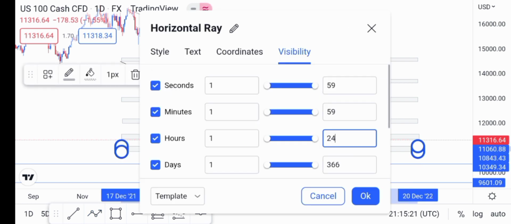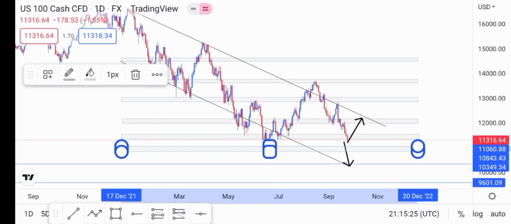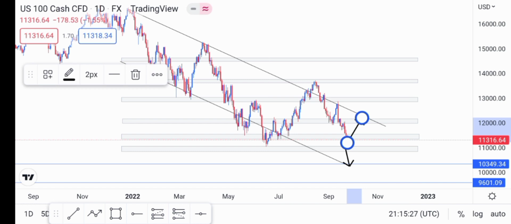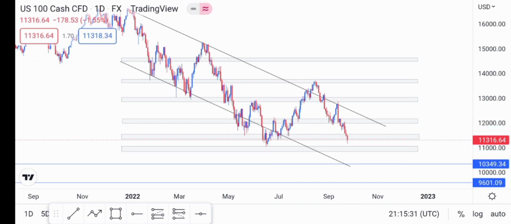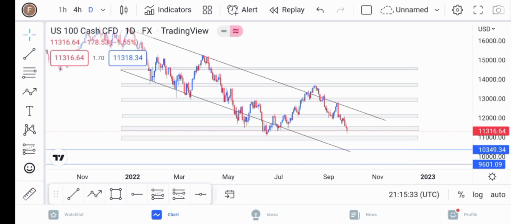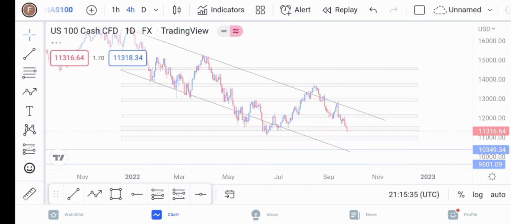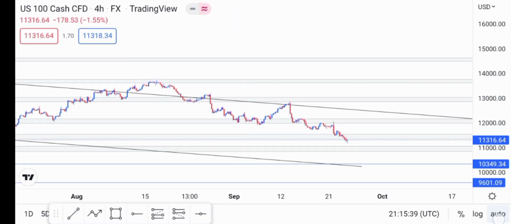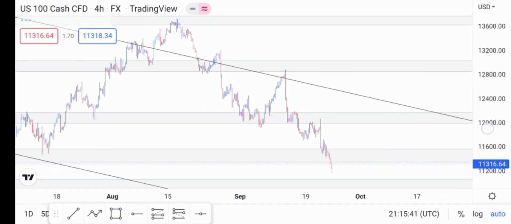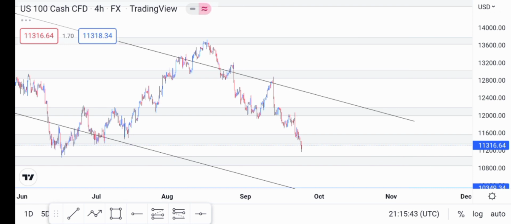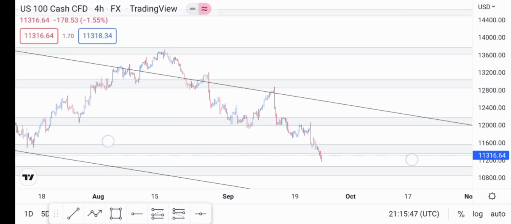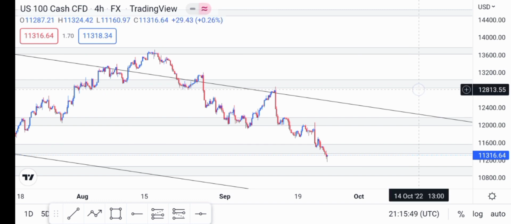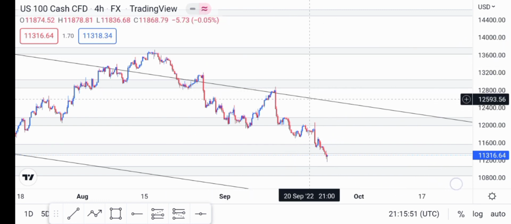So let us keep on analyzing and see what's really going on. Let us go to the 4-hour time frame. Okay, so now you're on the 4-hour time frame. I'm going to focus on this area right over here in order to save time.